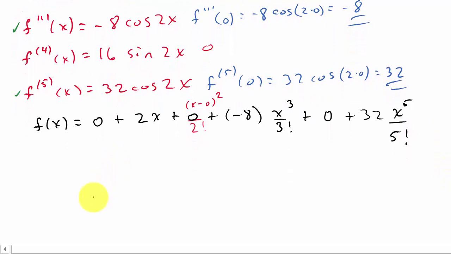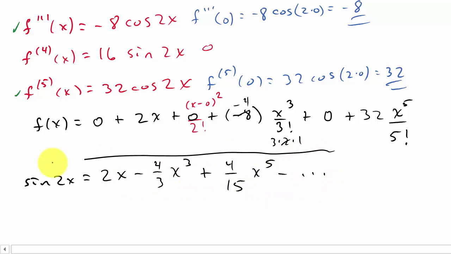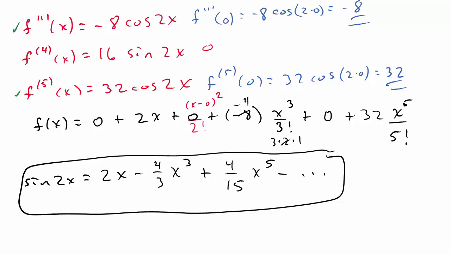We need to clean this up a little bit. So I have the sine of 2x is equal to 2x minus 4/3 x cubed, because this is 3 times 2 times 1, and the 2 and the 8 cancel. And then there's a 0, plus 32 over 5 factorial, that's going to be 4 over 15 x to the fifth minus dot dot dot, and there's our first 3 terms. So this would be our solution.